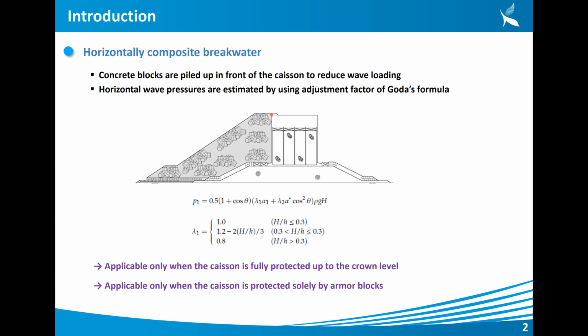Occasionally, however, the upright section of the caisson is not fully covered up to the crown level. For example, while construction is in progress or when the armor blocks are settled down or displaced after repeated wave action. In such a case, the horizontal wave force on the structure can be larger than that on the solid caisson, but there exists no formula that considers such an effect.